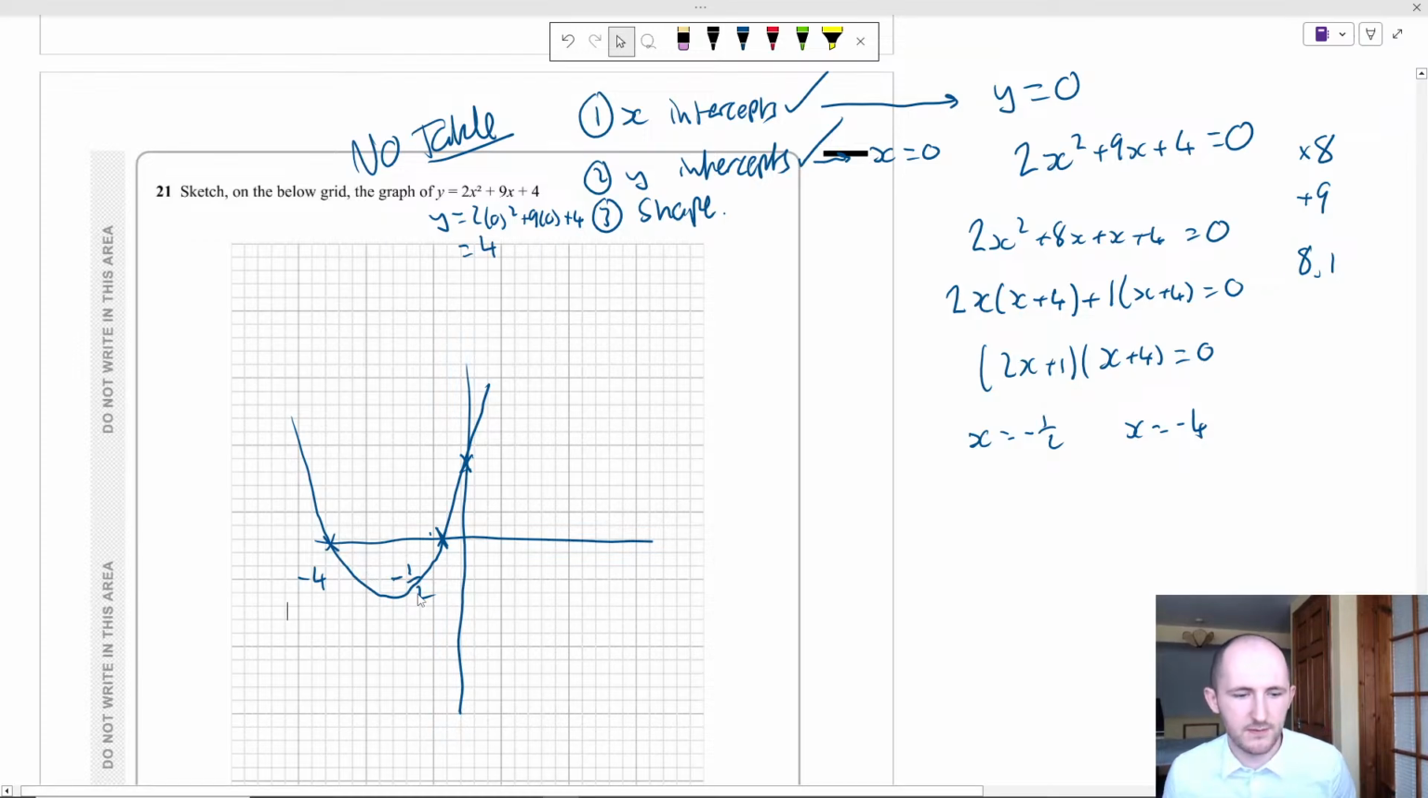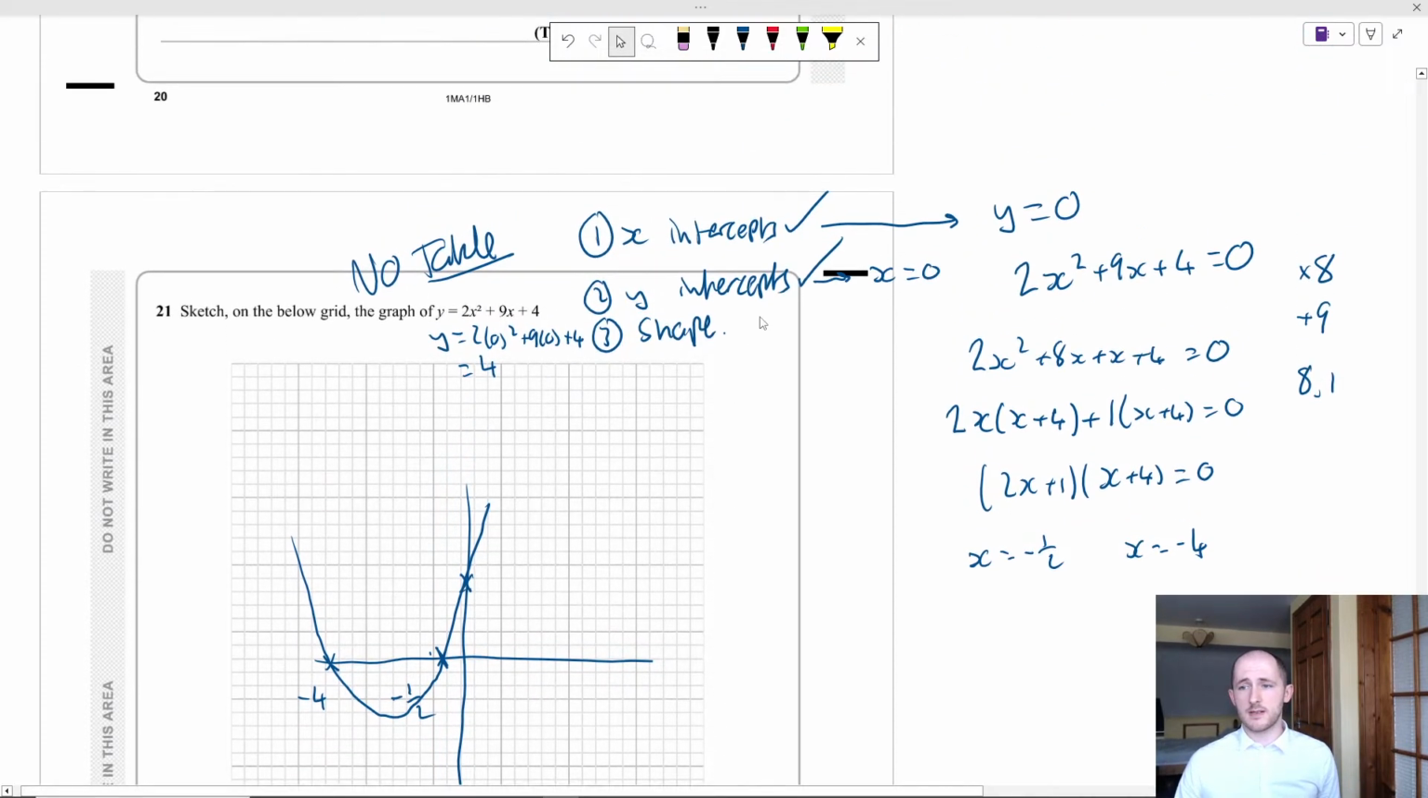Still get marks for the factorization if you did it with a calculator, no working out. Yes, so in this case, since there's only 3 marks, you'll get the marks just for getting the correct answer here.